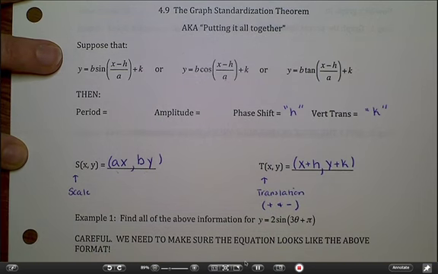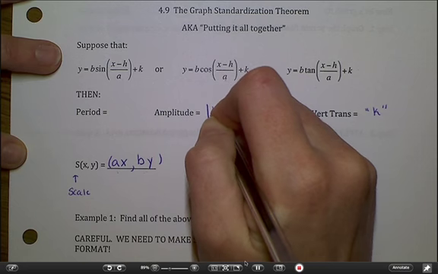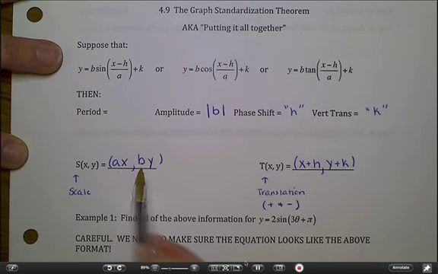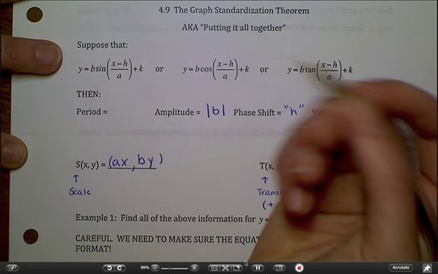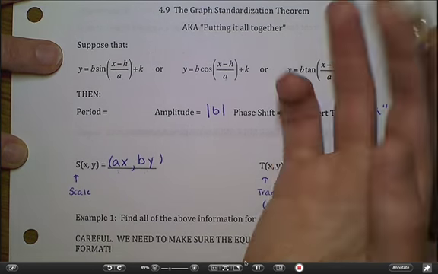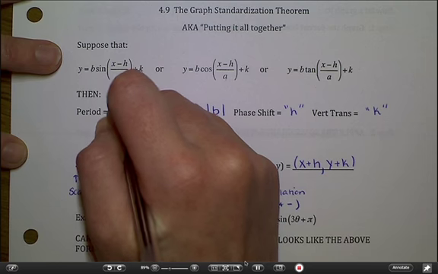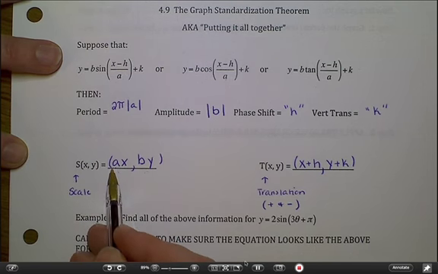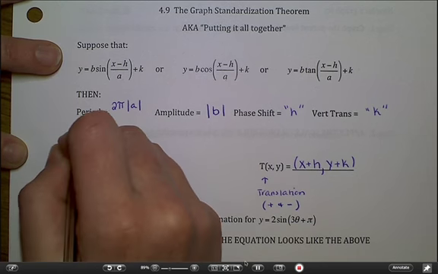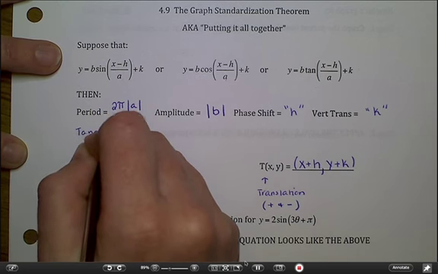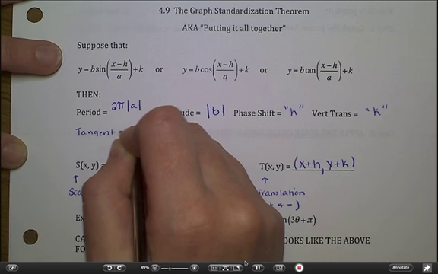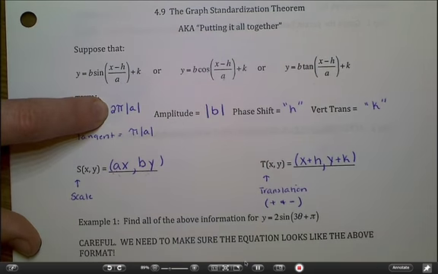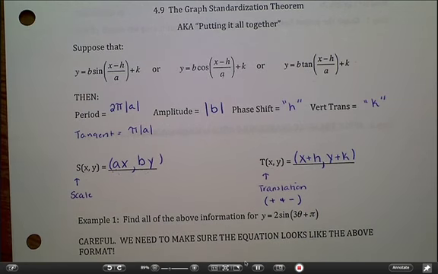Period and amplitude, we've already talked about this. Amplitude is going to be the absolute value of this number in front, or this number with y in the rule. And the period, it changes. It's either 2 pi times a, that number, absolute value of a, if we're talking about sine or cosine. For tangent, it's pi times the absolute value of a. And if you want it in degrees, it's simple. Replace the 2 pi with 360.